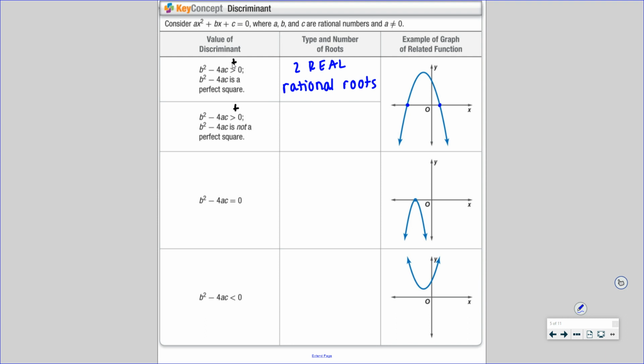Now, if my discriminant is still positive, but it's not a perfect square like that one that was 108, we know we're still going to get 2 real solutions, but these are irrational numbers because now I have radicals. So on a graph, they would still cross, but I wouldn't be able to tell exactly because they're irrational. All right, does that make sense? So that's basically saying, if you get a positive number as a discriminant, you're going to have 2 real solutions. If it's a perfect square, they're going to be rational, fractions or whole numbers. If they're irrational, they're not going to be exact.